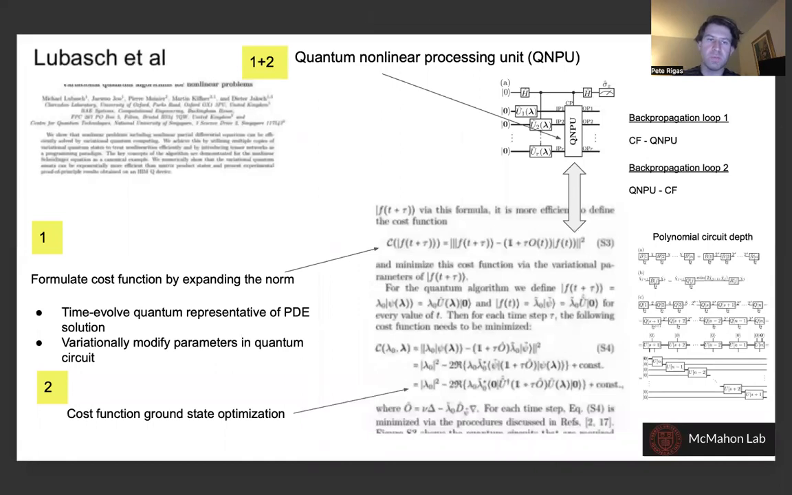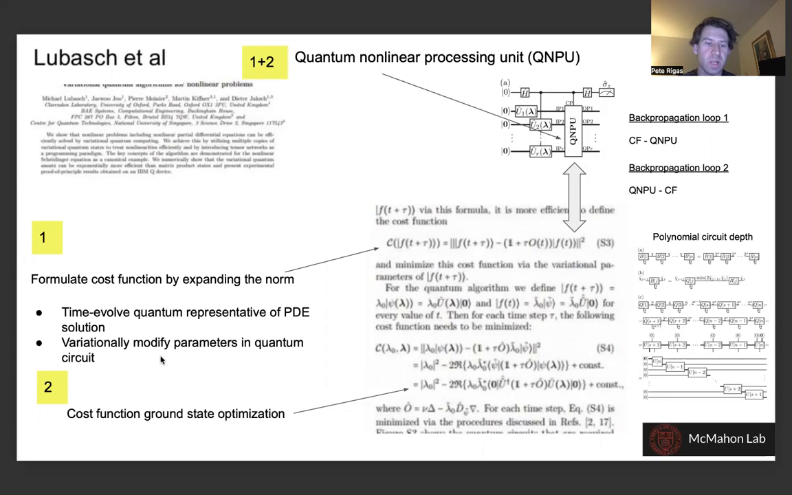First, we'll begin by reviewing the Bosch et al. variational quantum algorithm that was recently introduced in their paper titled Variational Quantum Algorithms for Nonlinear Problems. In the first step, to solve partial differential equations, including the inviscid Burgers and Schrodinger equations, they formulate a cost function, which in the case of the inviscid Burgers equation is given by the expansion of this norm, which involves a difference between a time-evolved variational state for a quantum solution, and a variational state given in a previous time step that's acted on by a quantum operator.